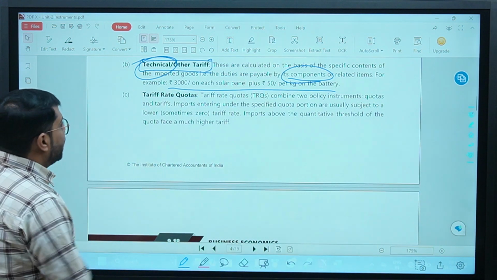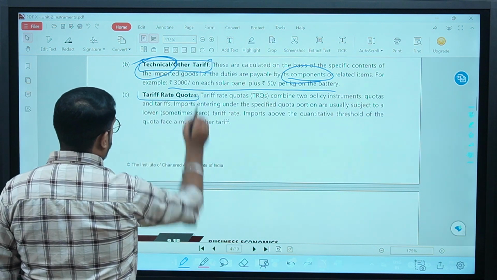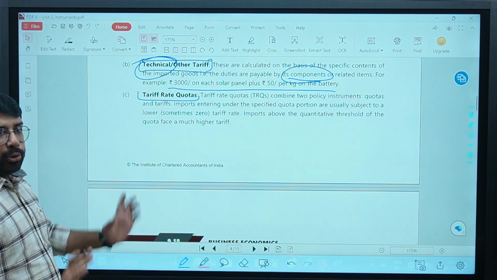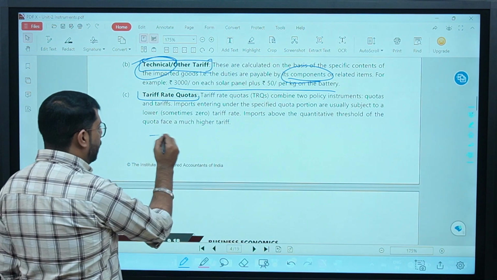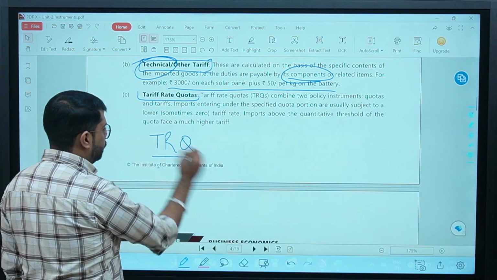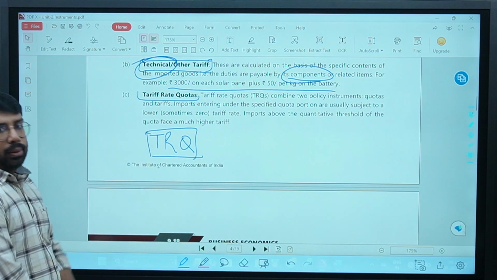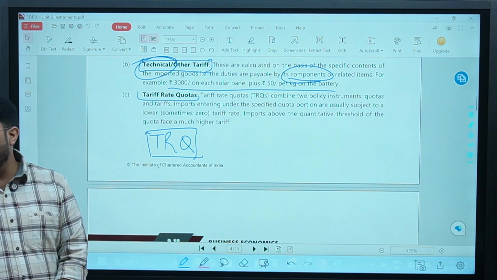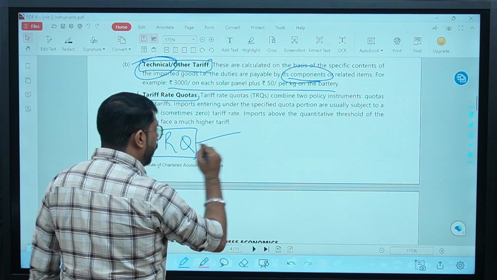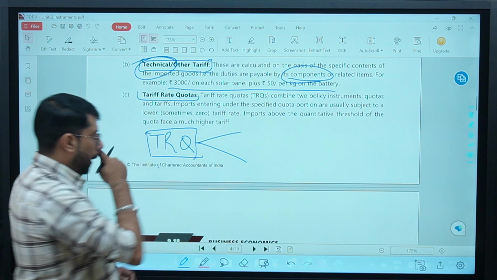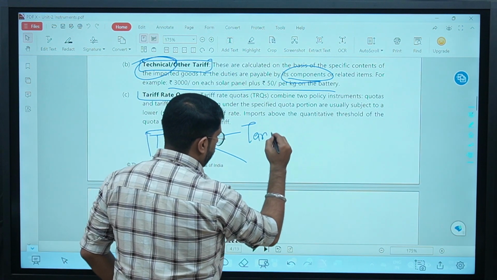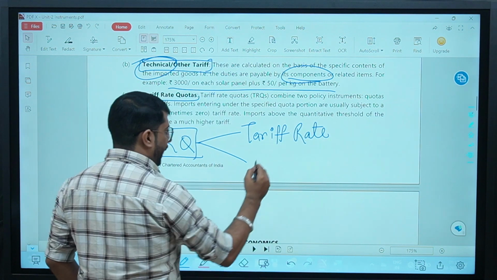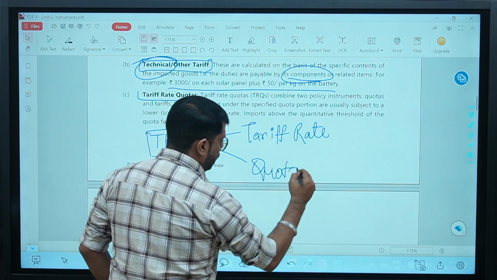Great. The next part is tariff rate quota. Okay, people. Tariff rate quota. In short, we call it TRQ. But to make it easy for you, what I am doing here is dividing TRQ into two parts. First is tariff rate and the second is quota.